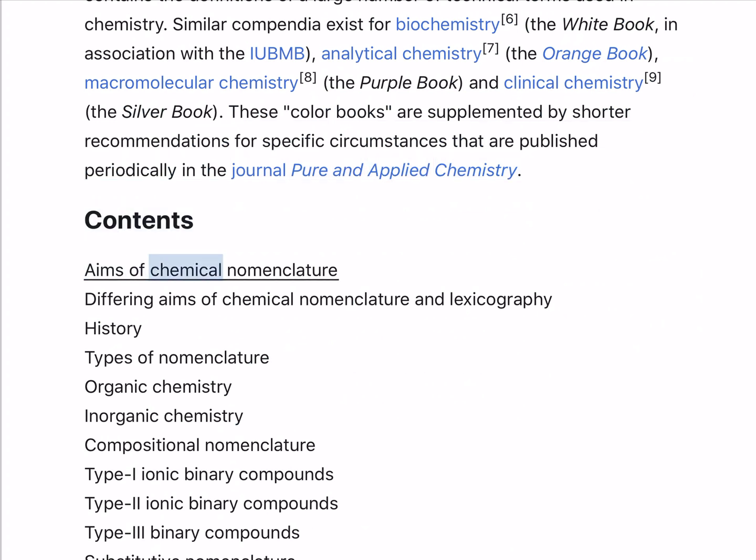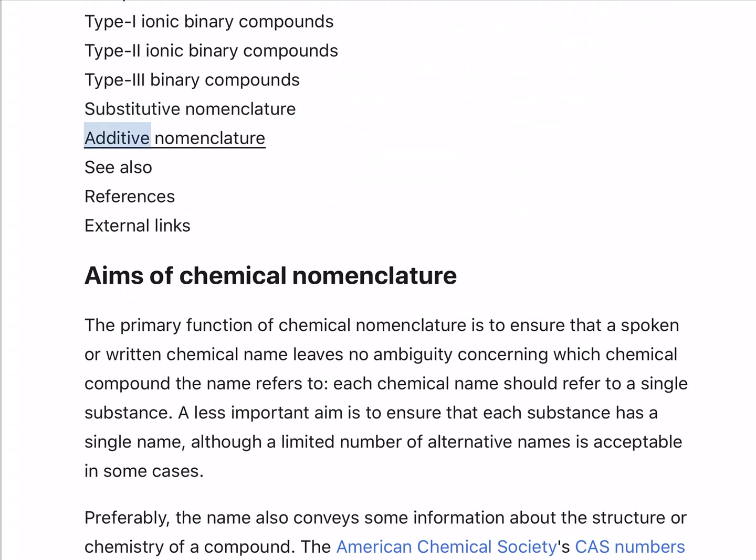Contents. Aims of chemical nomenclature. Differing aims of chemical nomenclature and lexicography. History. Types of nomenclature. Organic chemistry, inorganic chemistry. Compositional nomenclature. Type I ionic binary compounds. Type II ionic binary compounds. Type III binary compounds. Substitutive nomenclature. Additive nomenclature. See also. References. External links.